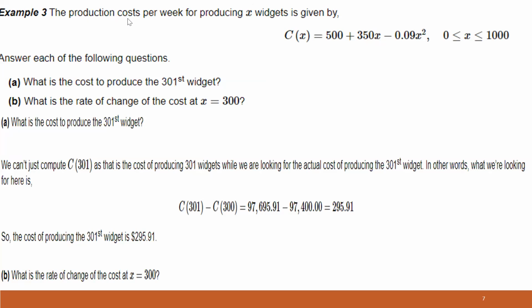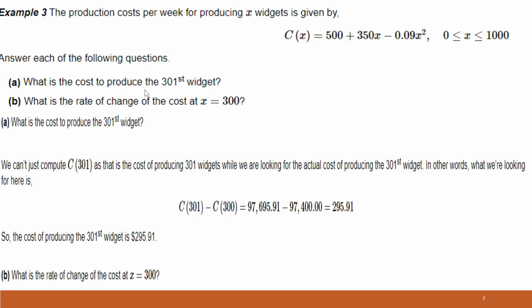The production cost per week for producing x widgets is given by C(x) = 500 + 350x - 0.09x², where x is greater than or equal to 0 and less than or equal to 1,000. So x can be within the range of 0 to 1,000 widgets. Answer each of the following questions.